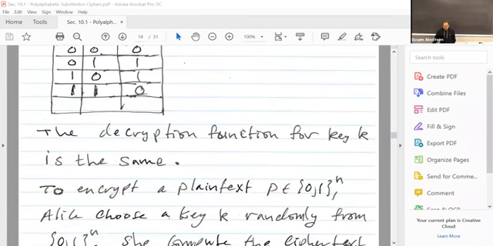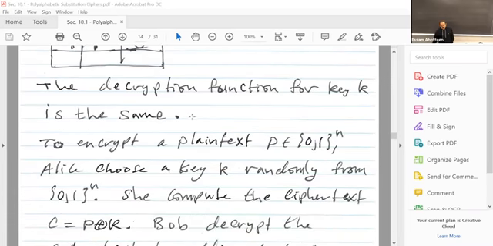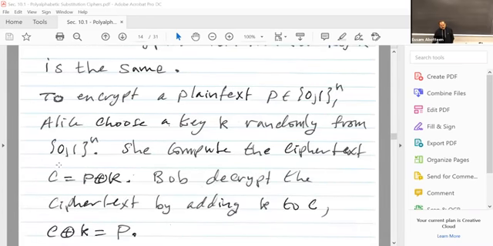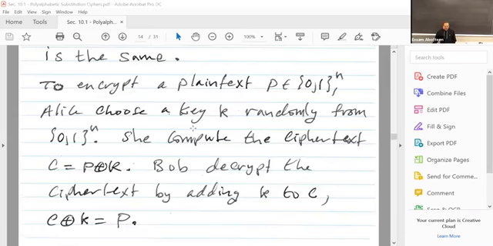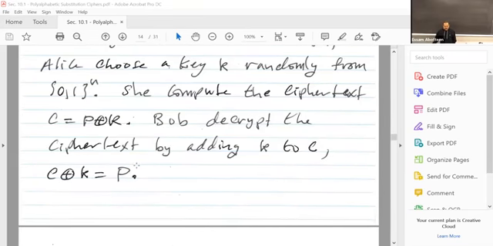And the decryption, we just do the same thing. We add, because each element here is its own inverse mod 2. So if we have a cipher text C, which is equal to P plus K, then if you add K to this, K plus K is going to give you 0, the string which consists of all zeros, and so we recover the plain text P.